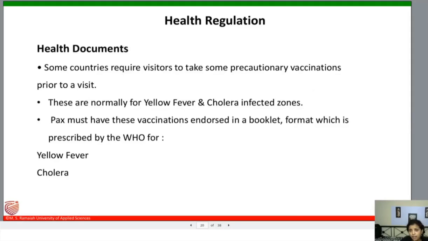Next is about the documents which are related to health regulation. So the traveler needs to check the travel advisories given by the countries where he intends to travel, and specifically for visiting countries in Asia and Africa, one needs to get the yellow fever and cholera certified documents that a person is vaccinated, which is prescribed by World Health Organization, WHO. And this type of information can be easily availed from that particular country's website or from the tour operators or travel agencies.